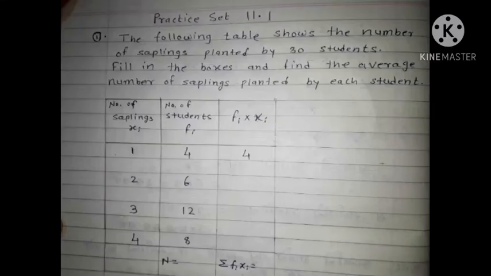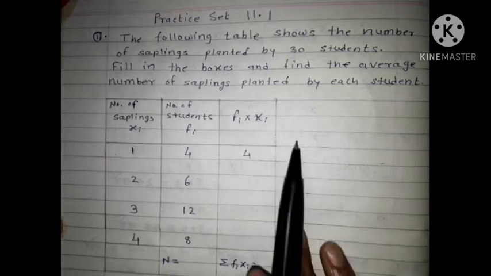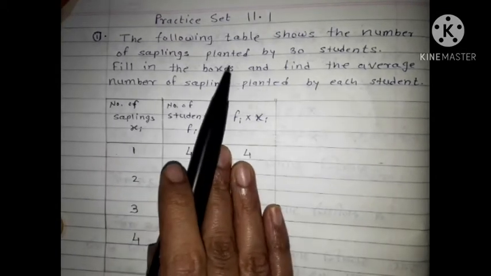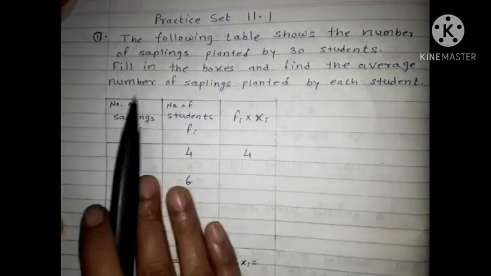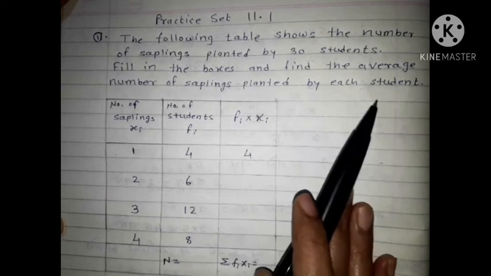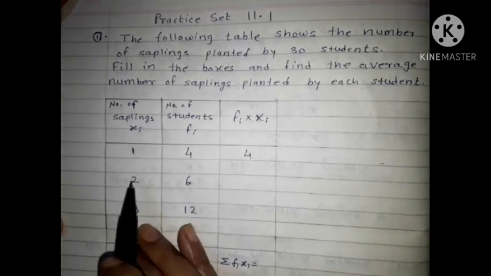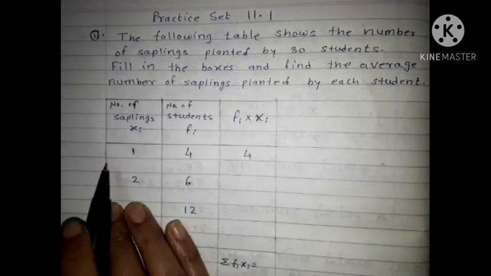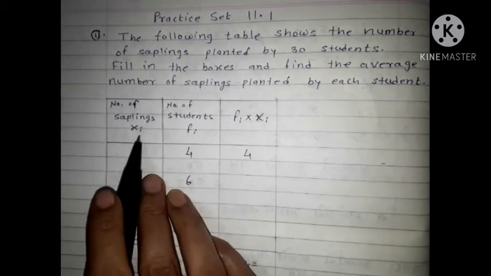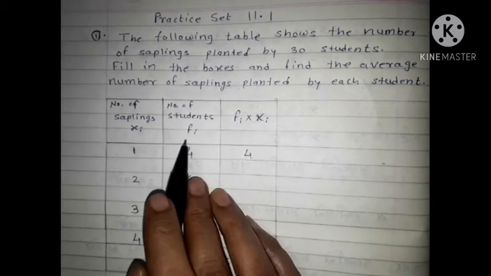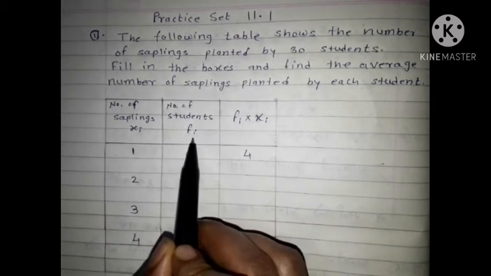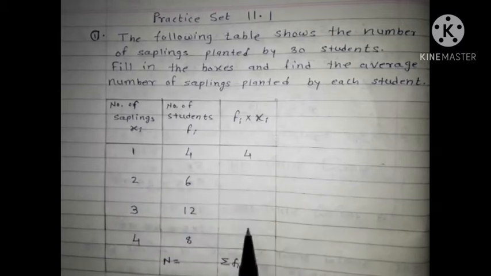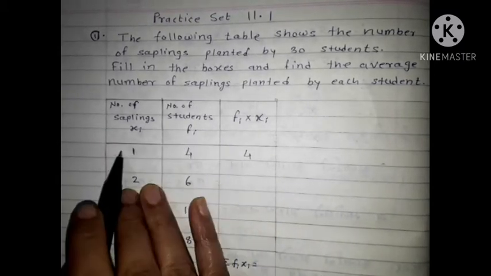Practice set 11.1. First question. The following table shows the number of saplings planted by 30 students. Fill in the boxes and find the average number of saplings planted by each student. We already have one table: number of saplings, that is xi; number of students, that is frequency, denoted by fi; and the multiplication of fi into xi. We have to find the multiplication of these two columns.